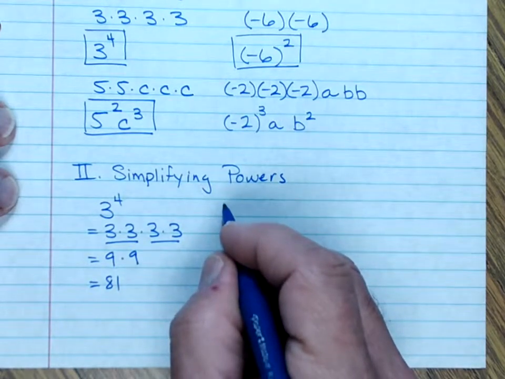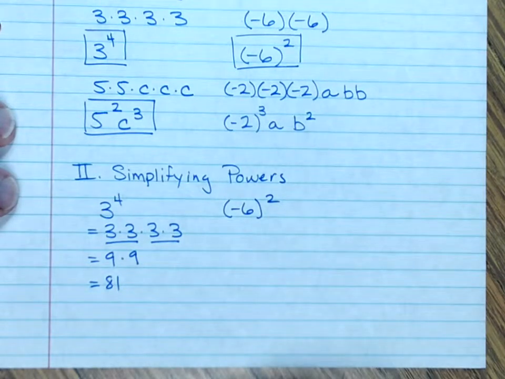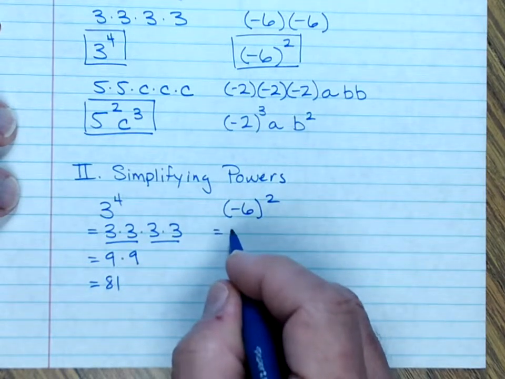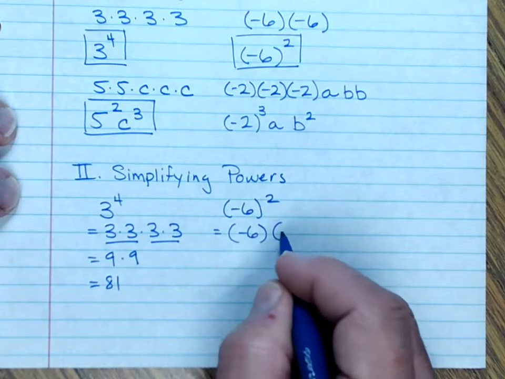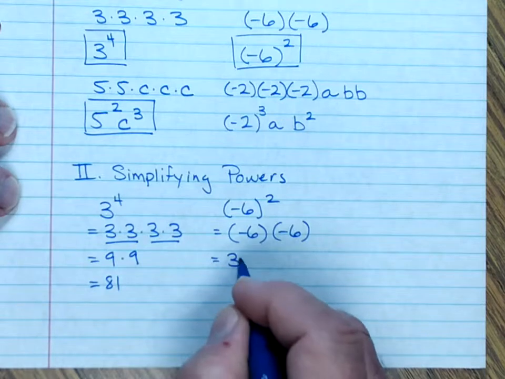We're going to use that quantity of negative 6. So that means the quantity of negative 6 times the quantity of negative 6. And that is positive 36.